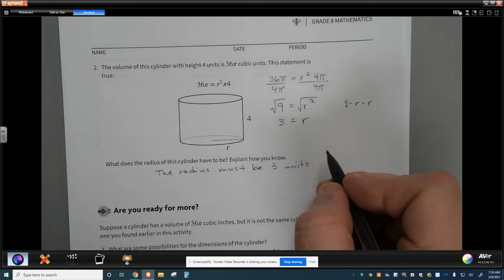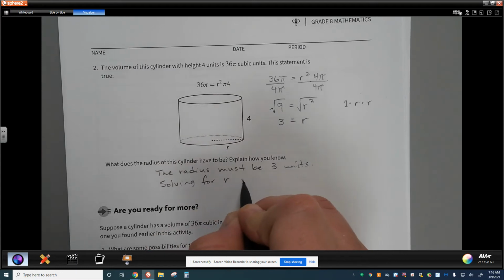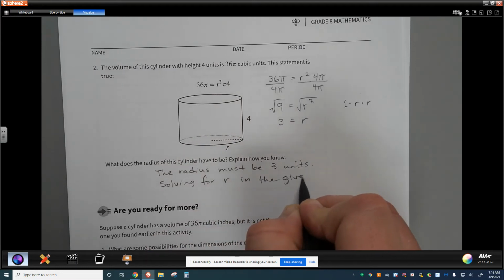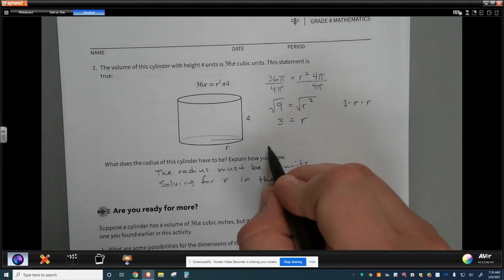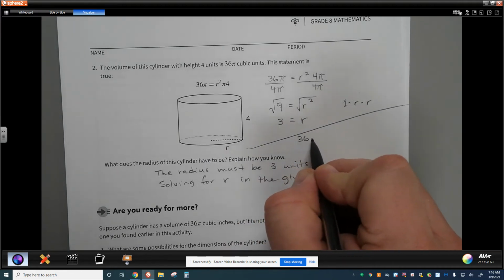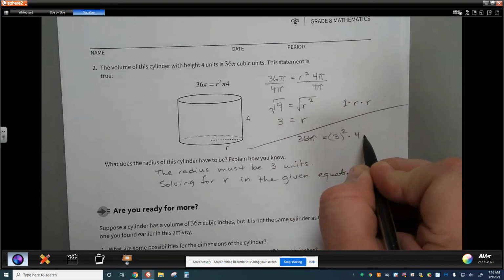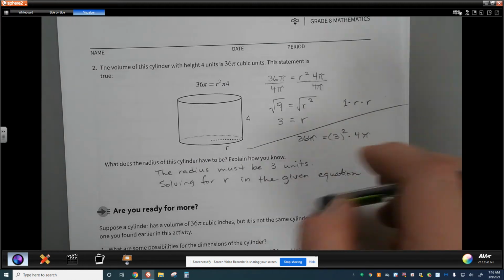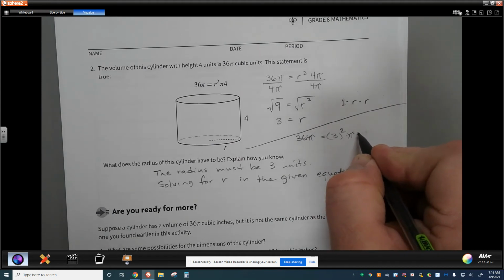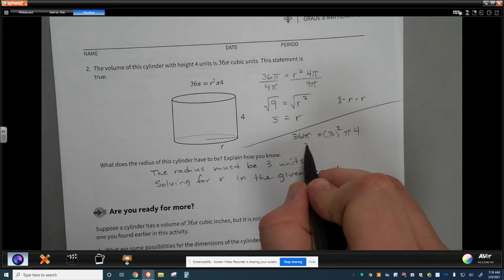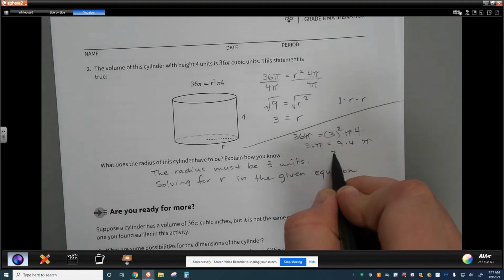Explain how I know. Solving for r in the given formula or the given equation, and then I can just verify that by substituting back in. 36 times pi is equal to 3 squared times 4 times pi. Whoops, I should do that following the exact order that was given, times pi times 4. And I know that 36 times pi is equal to 9 times 4 times pi. So that gives me 36 times pi.